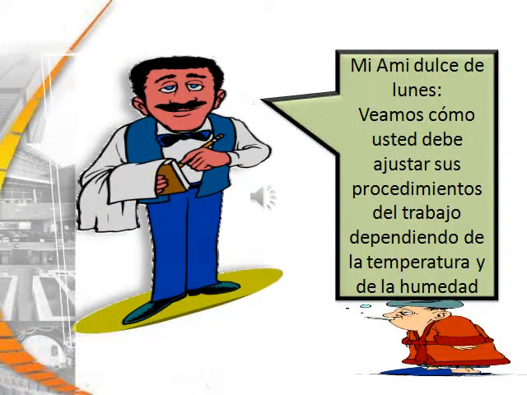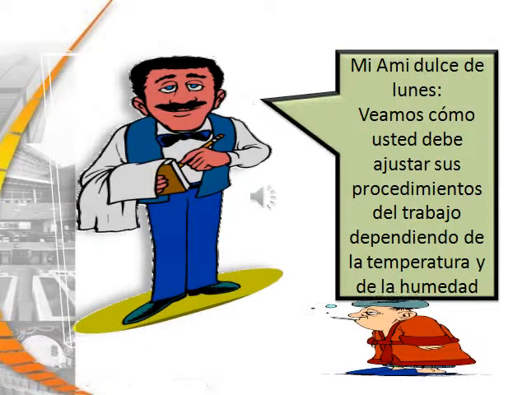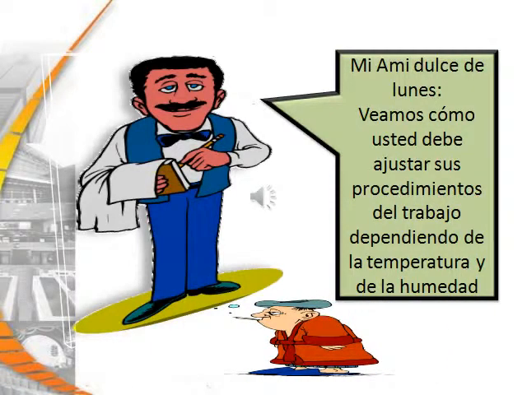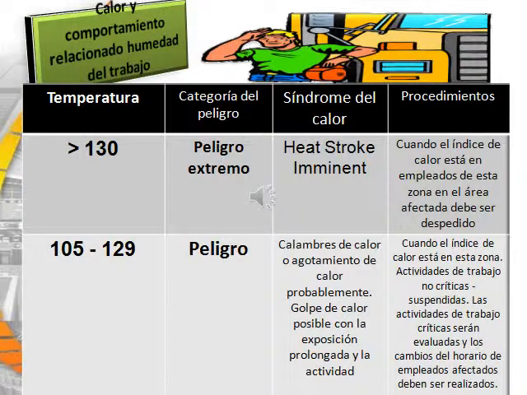Adjusting your work procedures should depend upon the temperature and the humidity. Let's give you a little chart here to show how you can do this. Here we can see at temperatures exceeding 130 degrees, extreme danger is the rule of thumb. Anyone trying to work in this environment can suffer immediate heat stroke. Employees should be dismissed and no work should be done during this period.